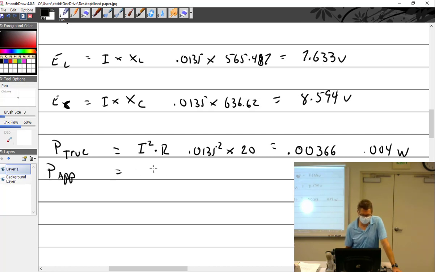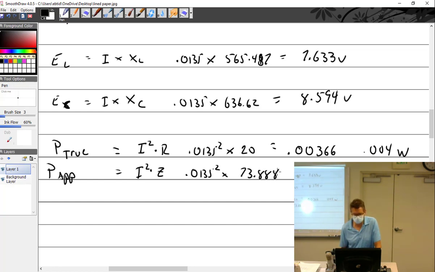Power apparent is Z times R? No, I squared times Z. I squared times Z, right? Okay. Which is 0.0135 squared times Z, which was 73.888. Is that about right? 73.891 equals 0.0135, everybody agree? Not amp hours. Volt amps.